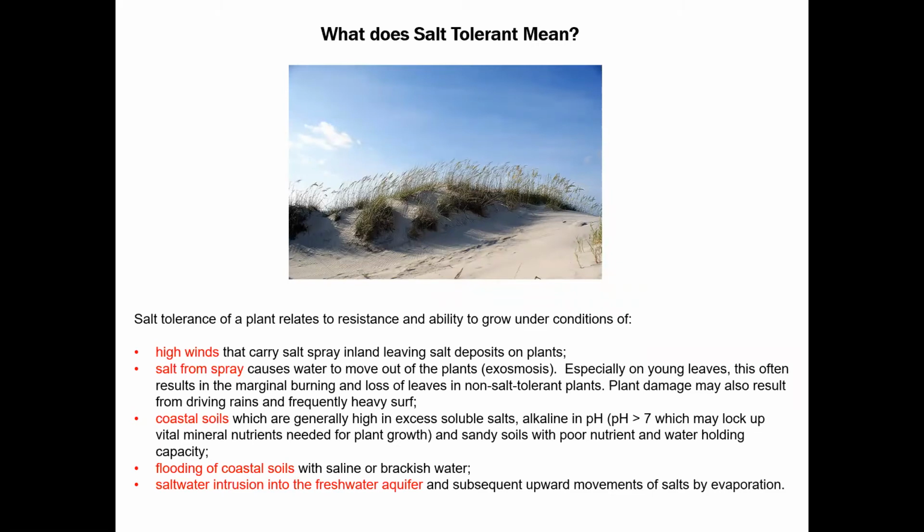Other considerations include actual flooding of coastal soils with saline or brackish water. And those are from the storm surges or salt intrusion impacts, such as I list at the end. And the saltwater intrusion is impacting our freshwater aquifers, and that could have subsequent upward movements that impact our plant species.